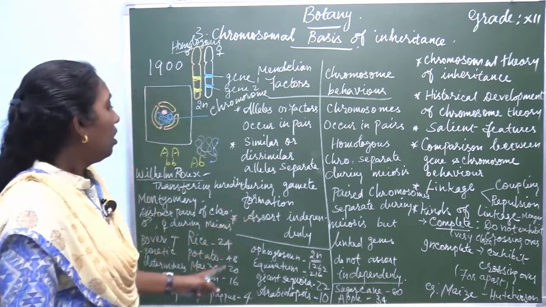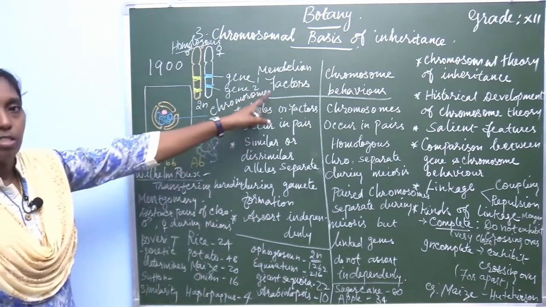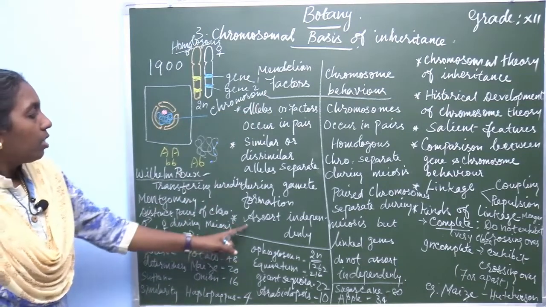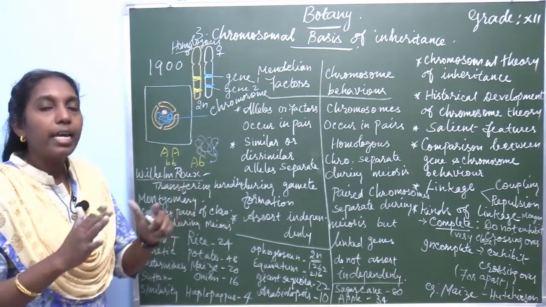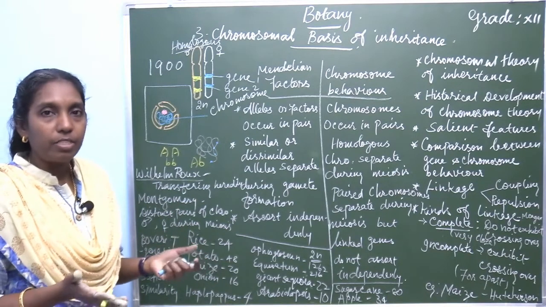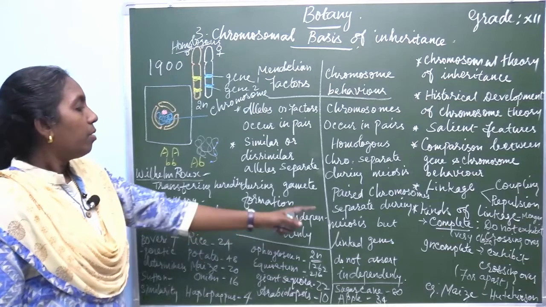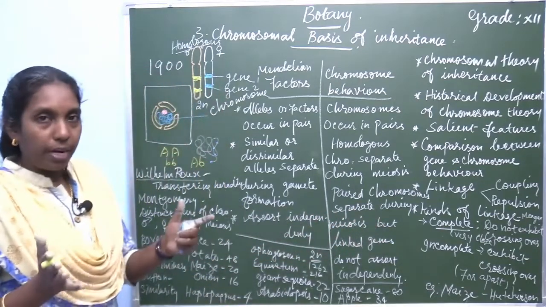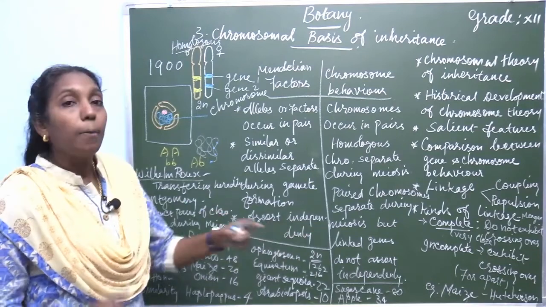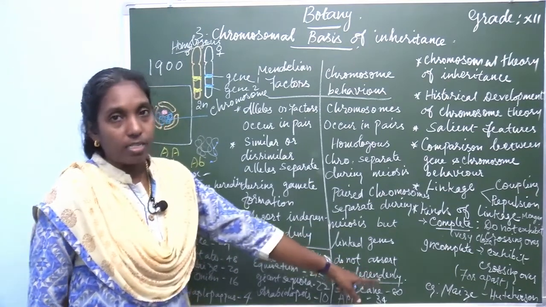Then these alleles, Mendelian factors, according to Mendel, the alleles assort independently. At the time of gamete formation, they assort independently, they separate. But here it suggests that the paired chromosomes separate during meiosis. But linked genes do not assort.